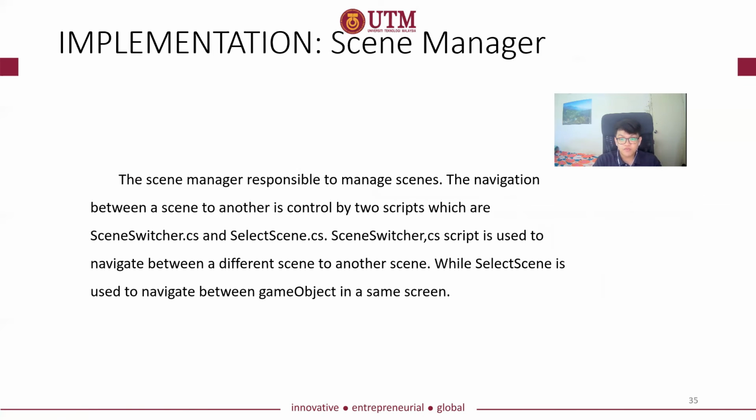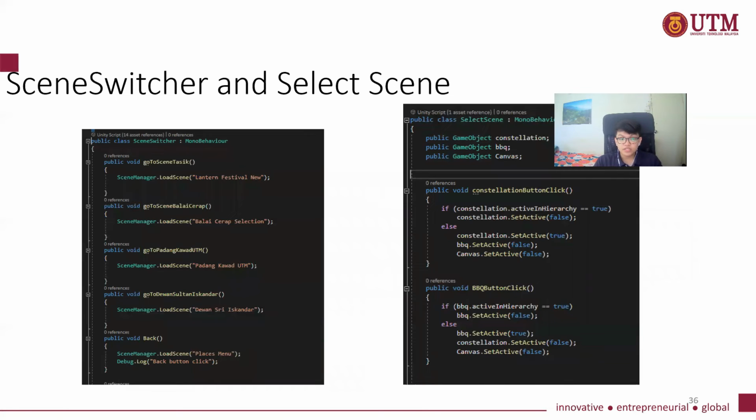So, implementation: we have a scene manager. The scene manager is responsible for managing scenes. The navigation from one scene to another is controlled by two scripts, which are SceneSwitcher and SelectScene. SceneSwitcher is used to navigate from one scene to a different scene, while SelectScene is used to navigate between game objects in the same scene. This process is happening in Unity. So SceneSwitcher and SelectScene allow the application UI to move around between scenes and also function. This is the script for SceneSwitcher and SelectScene.